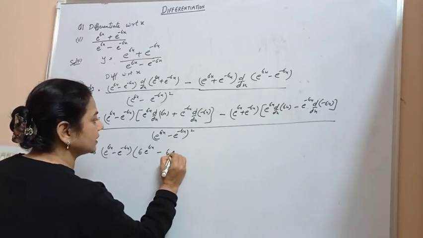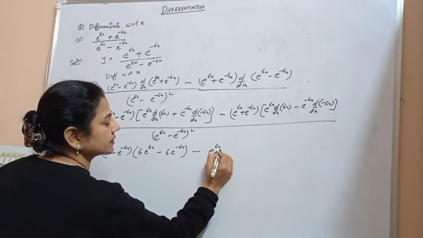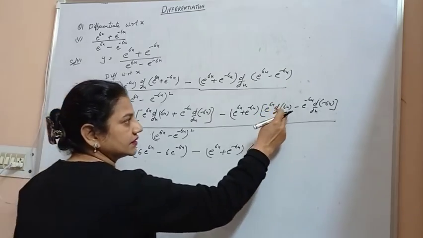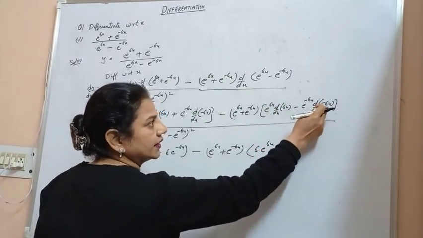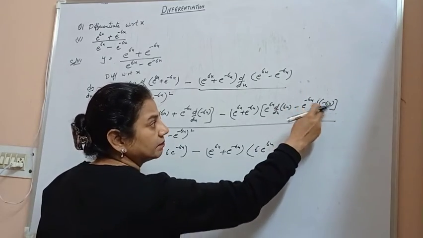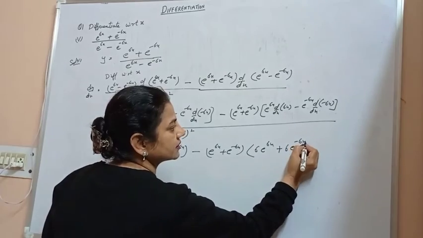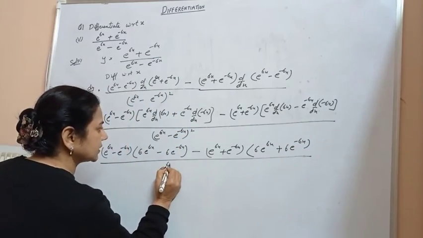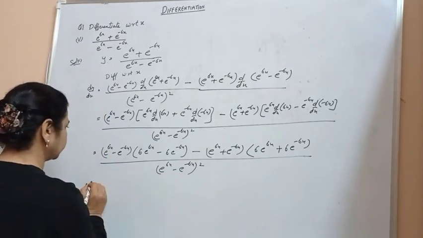So minus 6 e to the power minus 6x, minus e to the power 6x plus e to the power minus 6x, and this bracket is 6, derivative of 6x is again 6 e to the power 6x, and derivative of minus 6x is minus, which will become positive, so plus 6 e to the power minus 6x, whole divided by (e to the power 6x minus e to the power minus 6x) whole square.